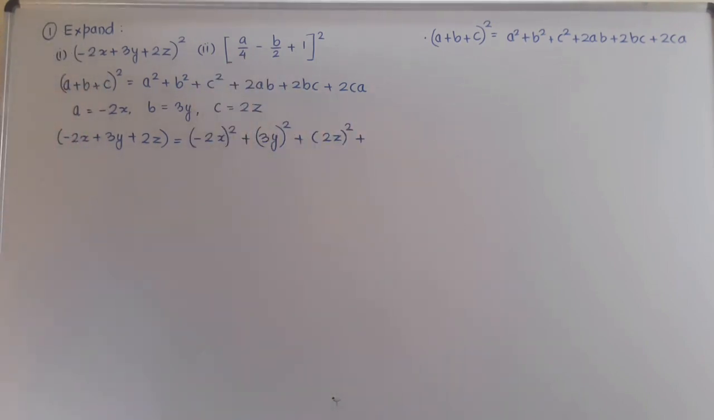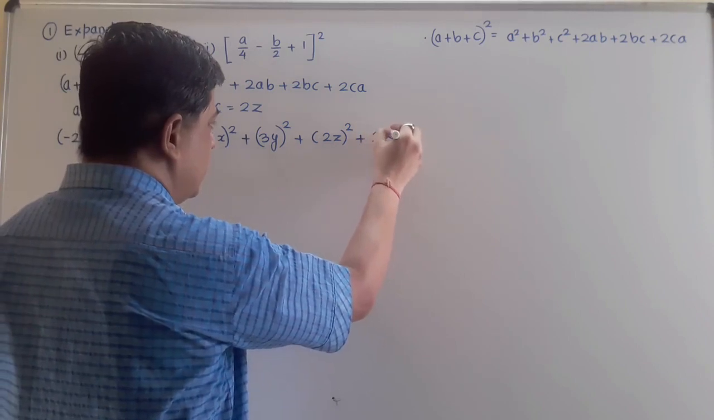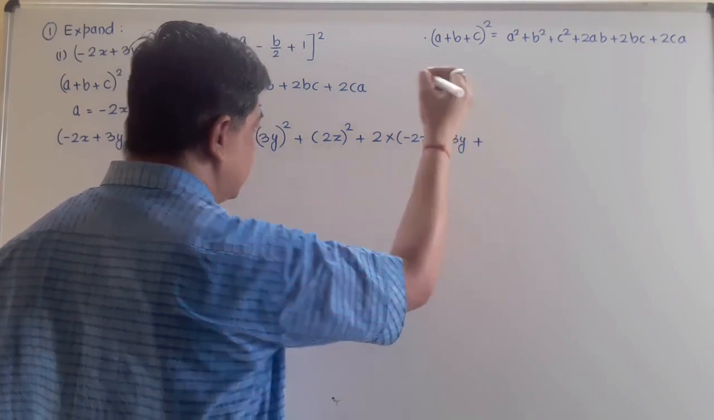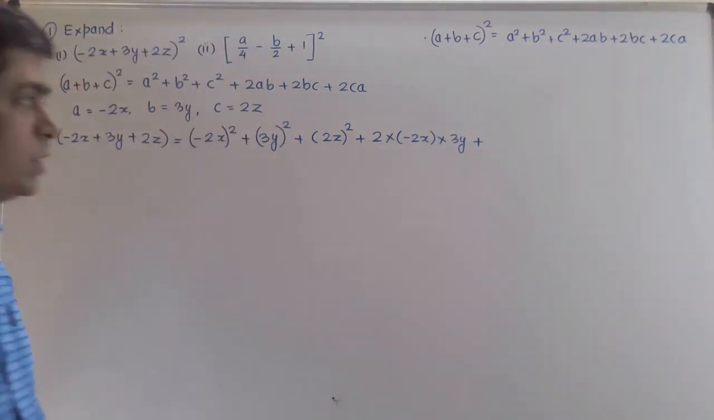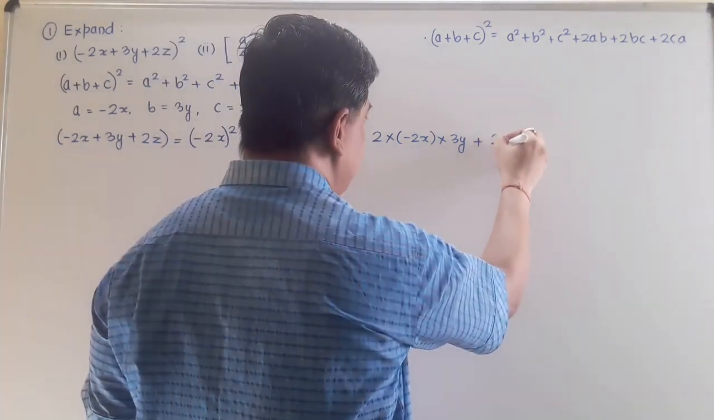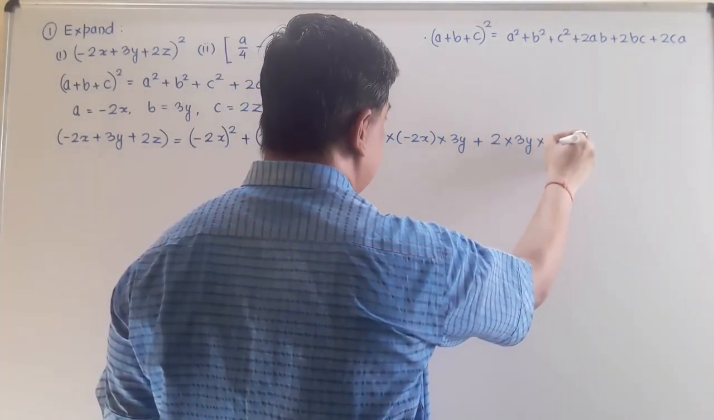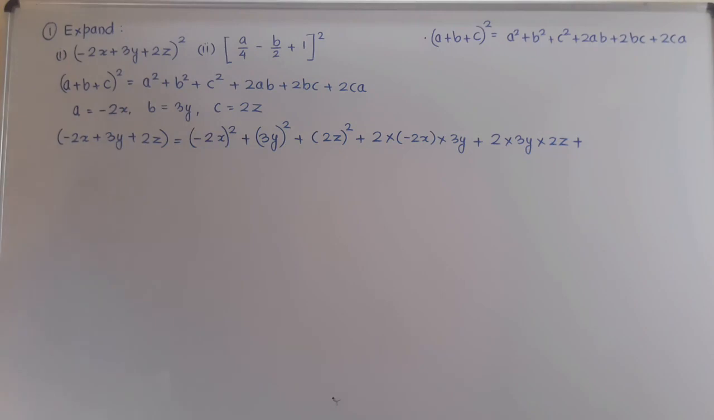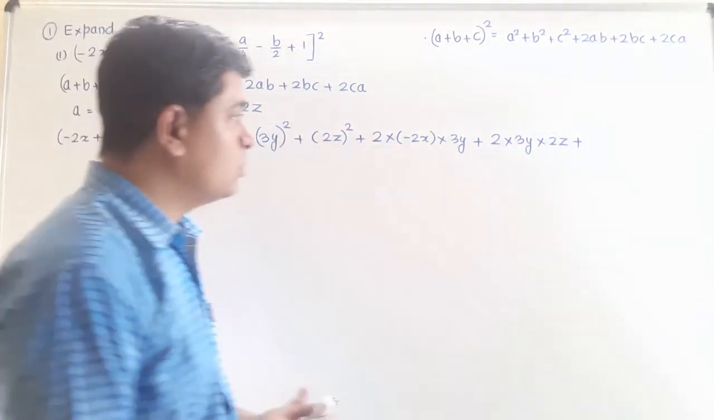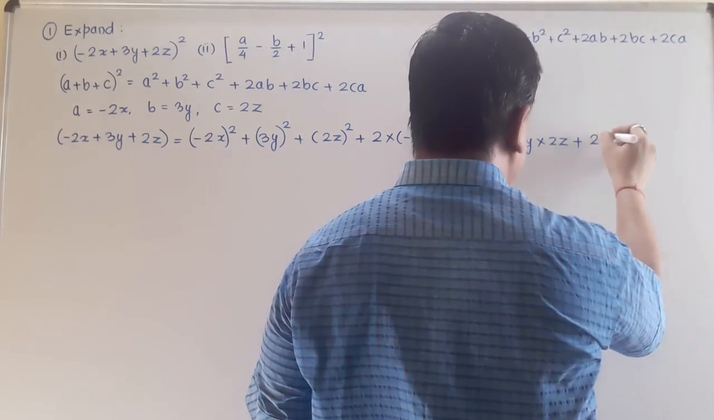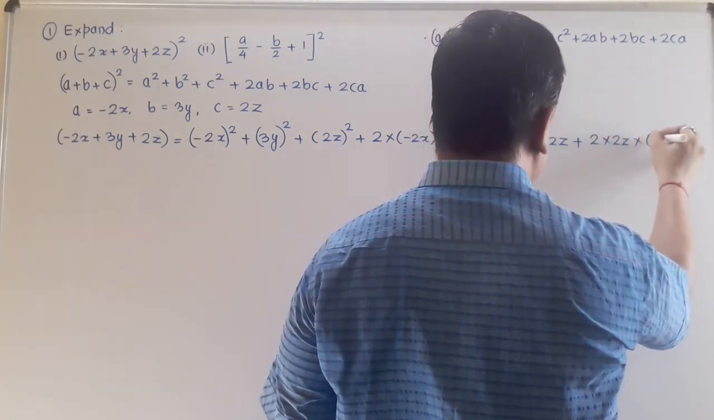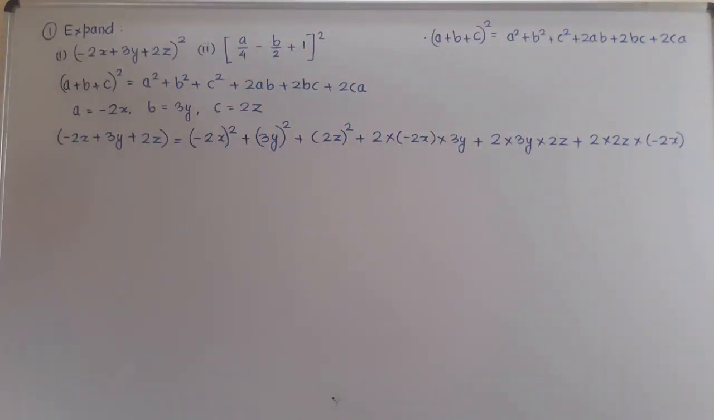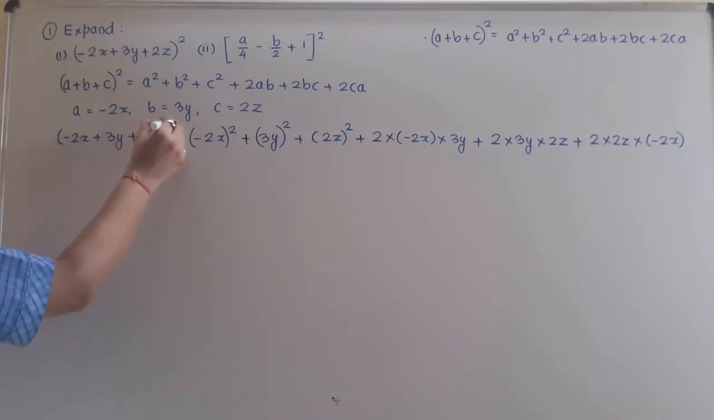So what is the value of 2ab here? 2 into a, that is minus 2x, and b, that is 3y. Similarly, the second term is 2 into b into c. So 2 into b, b will be equal to 3y, and c will be equal to 2z. Similarly, the last term remaining here is 2ca. So 2 into the value of c, which is 2z, and a will be equal to minus 2x. Now, all these terms we have to expand properly. Okay, sorry, here I forgot the square.